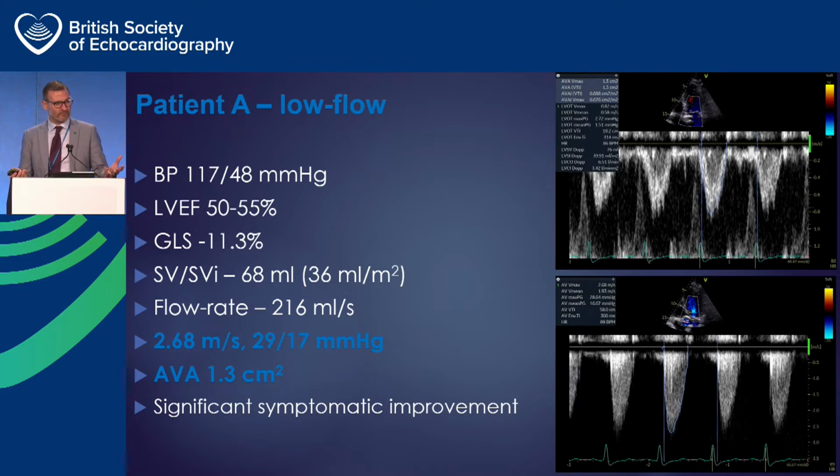Peak transvalvular velocity and the mean pressure gradient remained the same despite the increase in flow, because the valve area had now increased to 1.3 centimeters squared. So this clearly was moderate aortic stenosis that had been exacerbated by high blood pressure. And with his blood pressure control, his symptoms improved significantly.